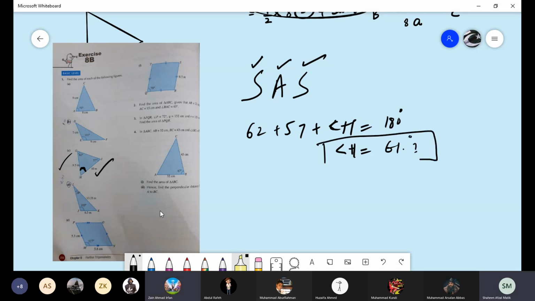Now when you have the value of angle H, only then can you find the area of the triangle. The same thing we have to do in part D. Angle L is given, angle J is given, and these two sides are mentioned, but the included angle is not given. So first write the same formula: 28 degree plus 110 degree plus angle K is equal to 180. Find angle K, and after that find the area of the triangle.